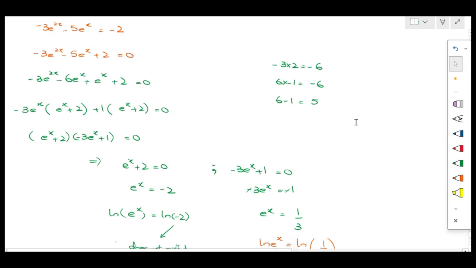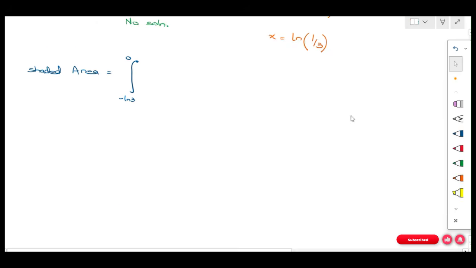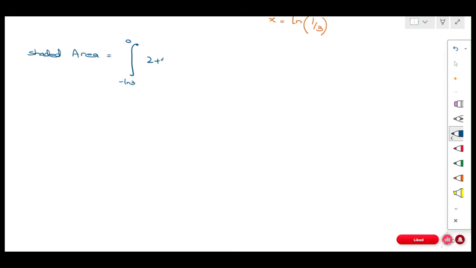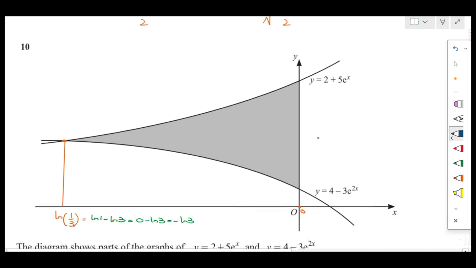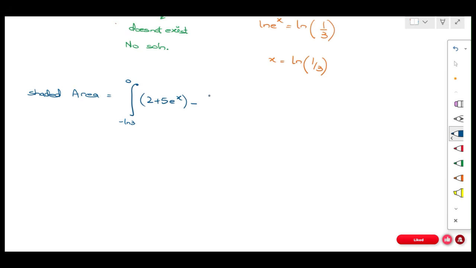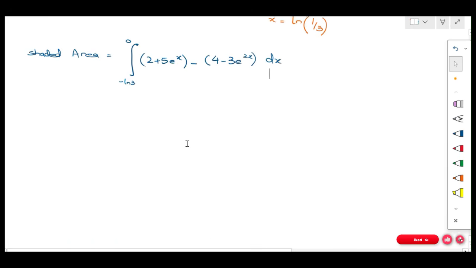Okay, so the upper curve is 2 plus 5 e to the power x, minus the lower one, which is 4 minus 3 e power 2x, dx. 2 plus 5 and 4 minus 3, double check. 2 plus 5, 4 minus 3, yes. Okay, let's do the integration.